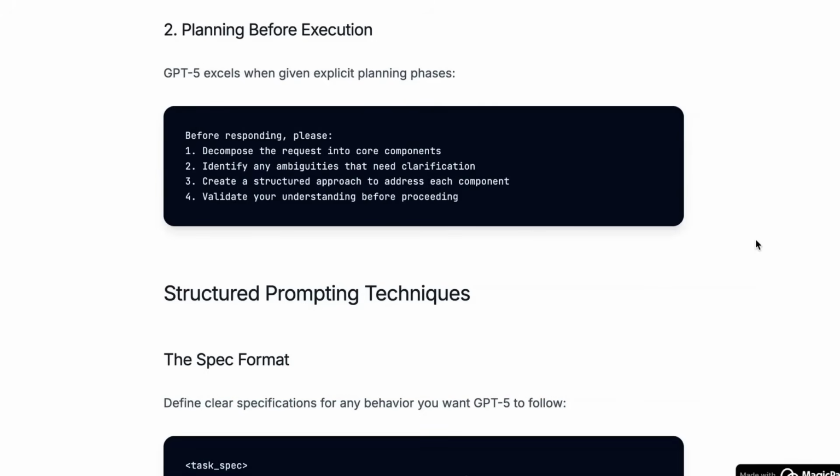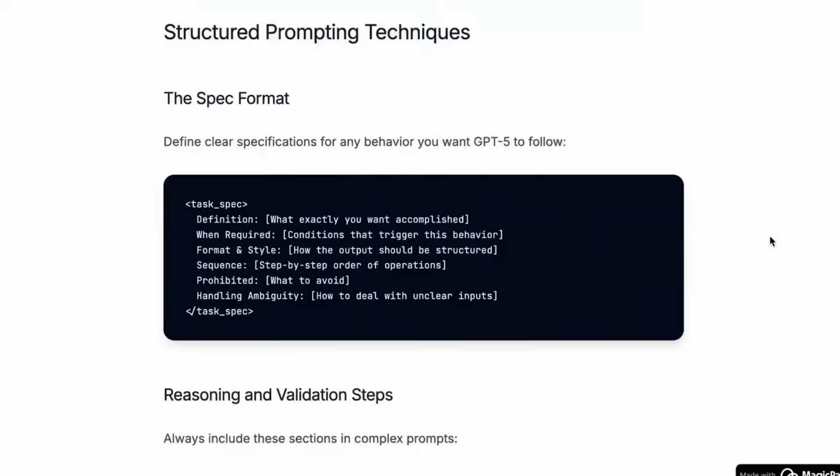He actually talks about these explicit planning phases in two different ways. In his main section, he writes GPT-5 excels when given explicit planning phases. An example prompt he shares is, before responding, please 1. Decompose the request into core components, 2. Identify any ambiguities that need clarification, 3. Create a structured approach to address each component, and 4. Validate your understanding before proceeding. It seems as though so far giving GPT-5 these sort of explicit planning phases makes sure that the model doesn't skip steps and actually does a more comprehensive job.